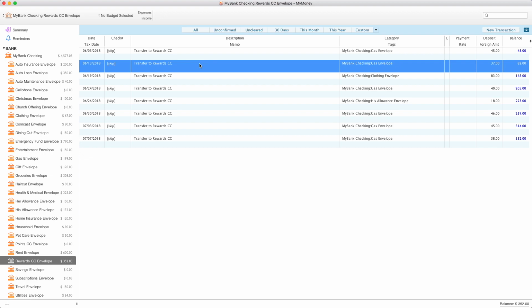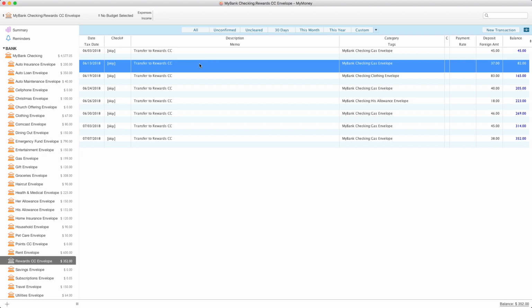If I go back to that credit card account, you'll see that I went to the gas station and I bought $37 in gas. So I take money from the gas envelope and I move it down to the rewards envelope. So that money is sitting there waiting for the next cycle to close out and the billing statement to hit. Now when that bill is ready to pay, the money's sitting there.